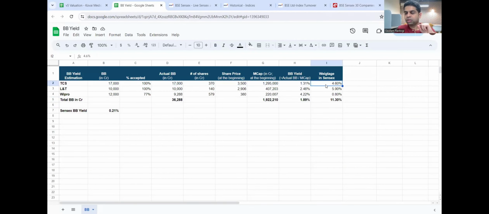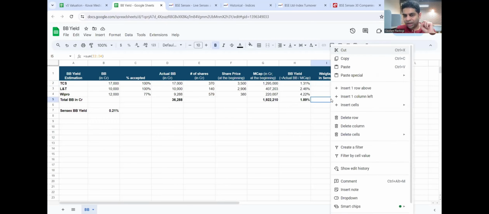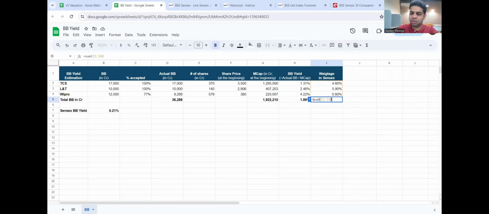Obviously the weightages keep on changing from time to time. When I did this, it was 4.6%. Right now it's 4.7%. So ideally, the weightages should be pulled from the beginning of the period. Anyway, the total weight of all these three companies is 11.3.